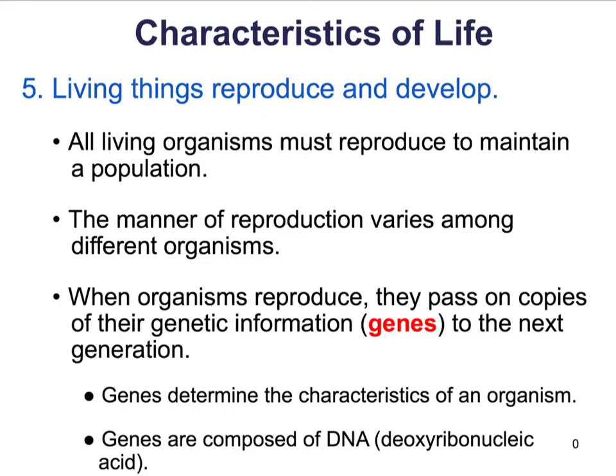The fifth characteristic is that living things reproduce and develop. All living organisms must reproduce to maintain a population. And the manner of reproduction really varies among different organisms. You have sexual reproduction, asexual reproduction, and we could talk about either one of those for an hour each at least. Now, these organisms, when they reproduce, they have to pass on copies of their genetic information, or genes.